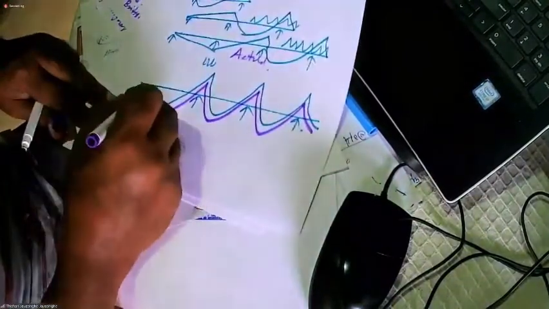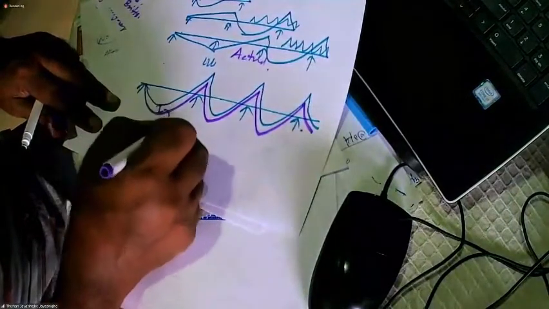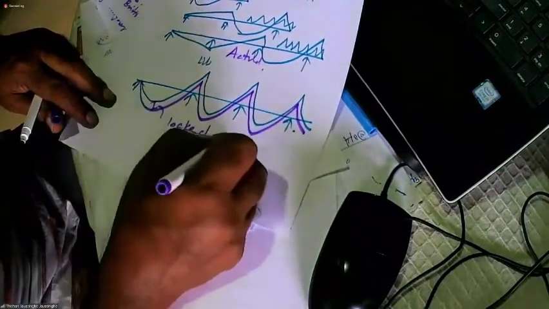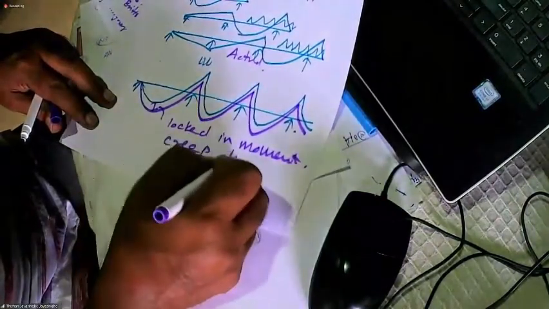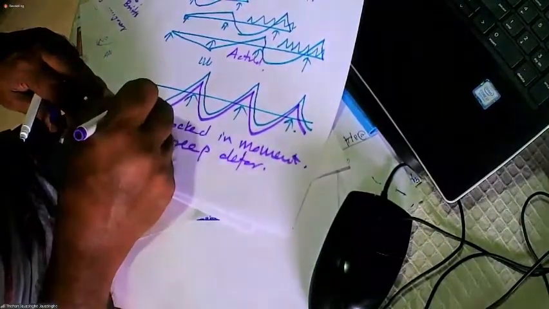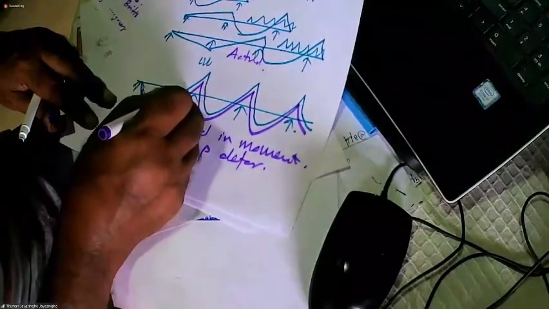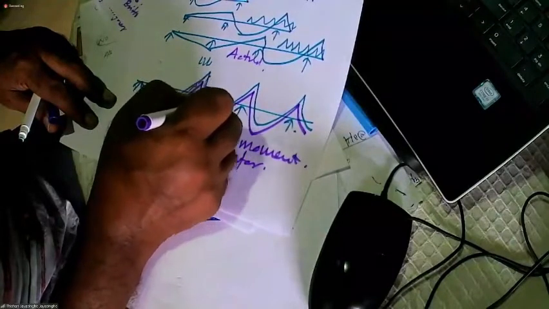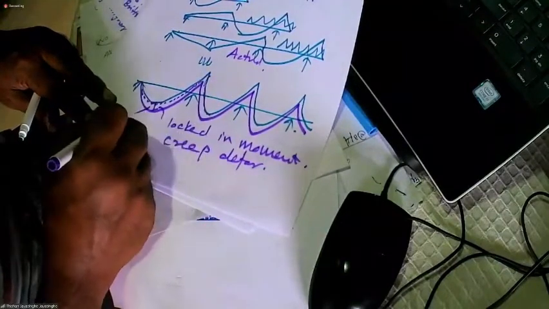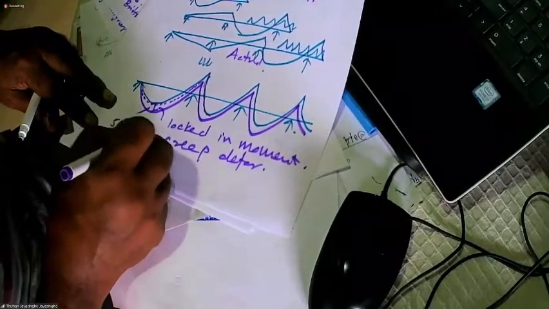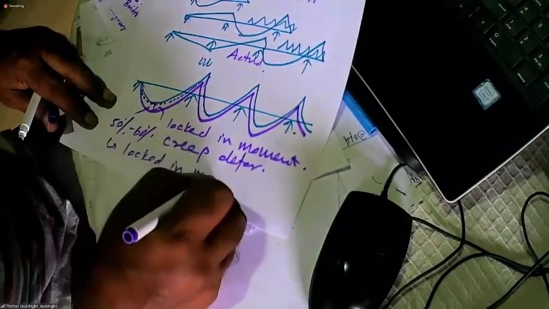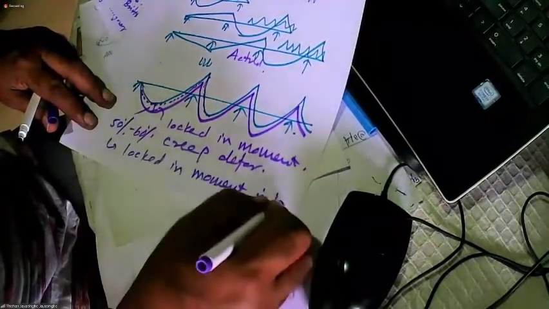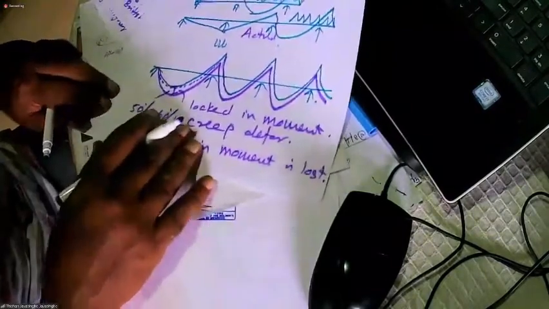But what actually happens is this is called locked-in stresses, locked-in moment, due to creep deformations. After 50 years, you will find this has moved closer to this. About 50 to 60% of this locked-in moment is lost. Although you get a locked-in moment, it can be lost with time.